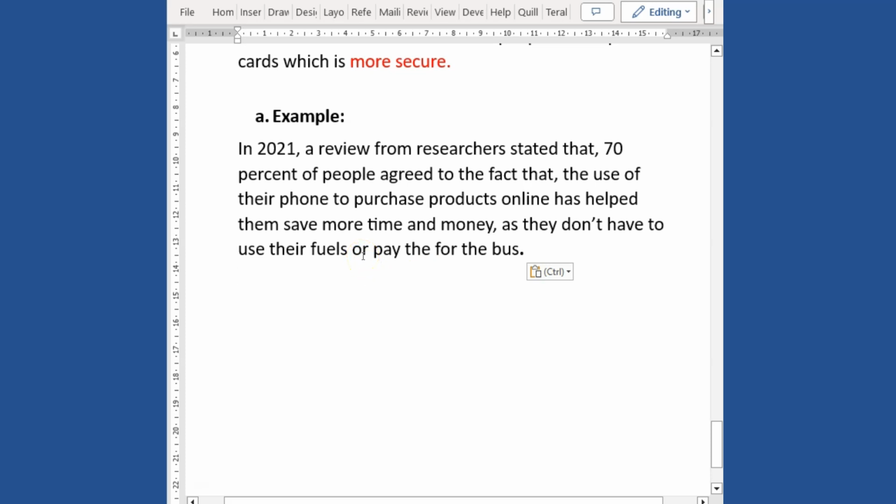They did a poll, and 70% of the people they interviewed agreed that the use of their phone to purchase products online has actually saved them more time and money. Why? Because they don't have to use their fuel, use the car to go about, or pay for the bus. They don't have to be paying £2, £3, £5 just to get on the bus. Okay, so this is how you go about it.